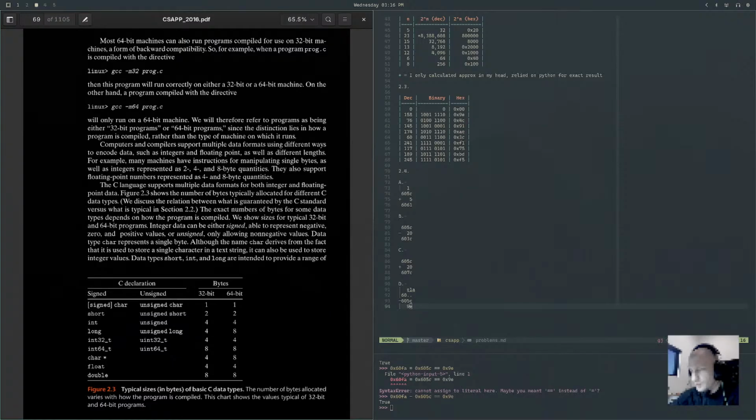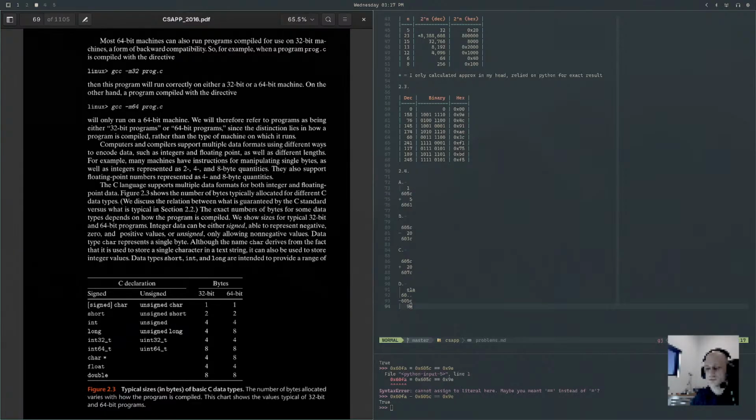Computers and compilers support multiple data formats using different ways to encode data, such as integers and floating point, as well as different lengths. For example, many machines have instructions for manipulating single bytes, as well as integers represented as 2, 4, and 8 byte quantities. We also support floating point numbers represented as 4 and 8 byte quantities. The C language supports multiple data formats for both integer and floating point data.